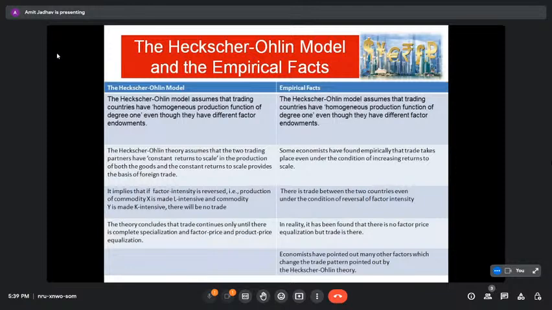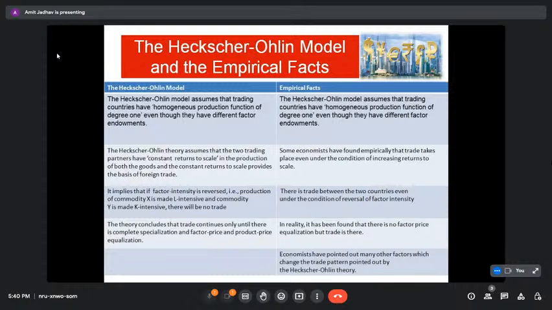The Heckscher-Ohlin theory assumed that the two trading partners have constant returns to scale in the production of both goods, and constant returns to scale provide the basis of foreign trade. So basically, they assume that there is constant return to scale, and that's why foreign trade will happen between these countries.